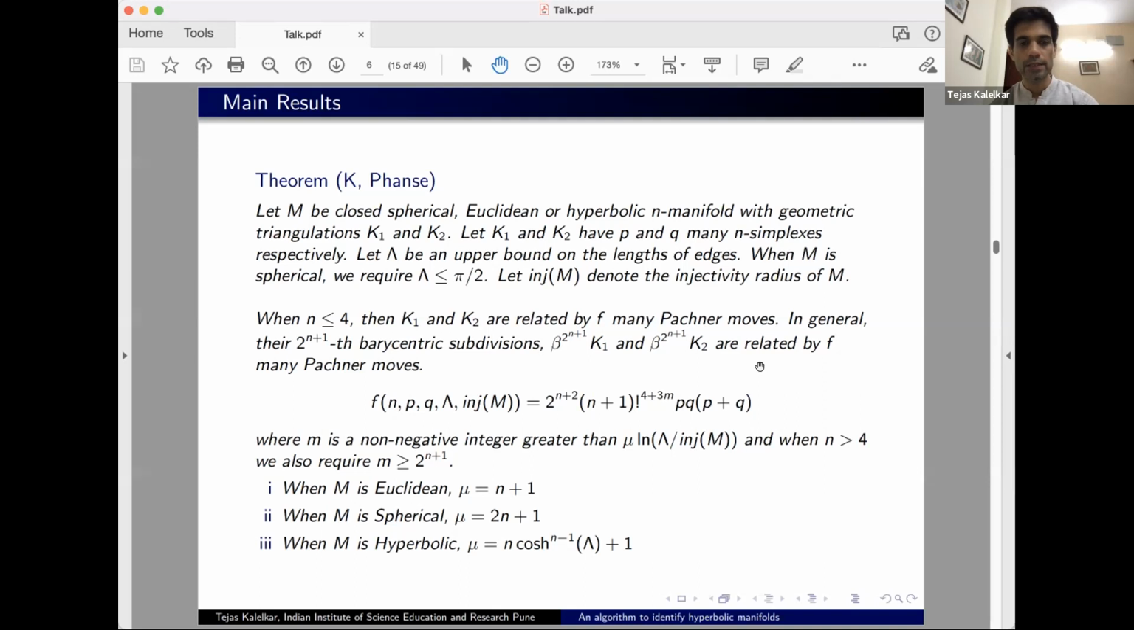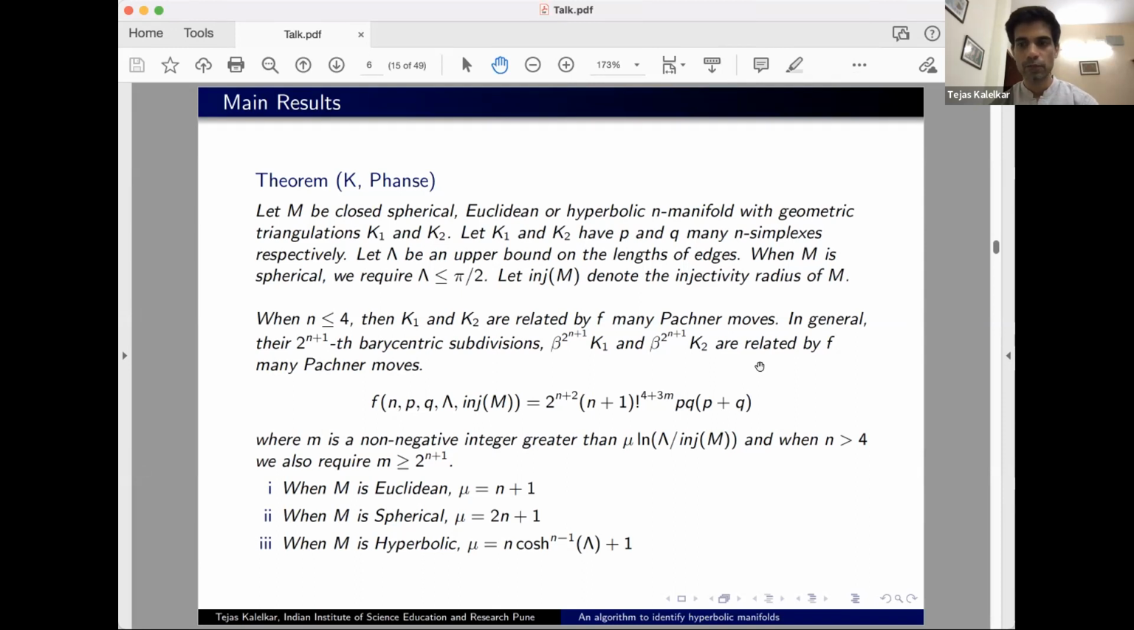When the dimension is less than or equal to 4, then K1 and K2 are related by F many Pachner moves. And in general, their 2 raised to n plus 1 barycentric subdivisions are related by F many Pachner moves. And this bounding function F is a function of the dimension of the manifold, the number of top dimensional simplexes, an upper bound on the length of edges, and the injectivity radius.